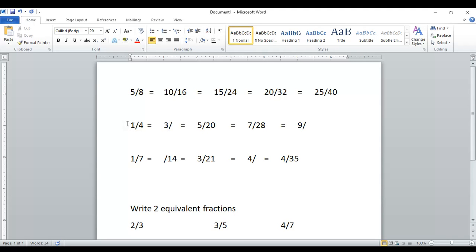If I said, okay, I know that 1 times what will give me 3? I know 1 times 3 will give me 3. So I'm going to say I have to multiply this bottom number times 3, because whatever I do to the top, I have to do to the bottom. So 3 times 4 is going to be 12. All right? And now we have 4, 12, 20, 28.